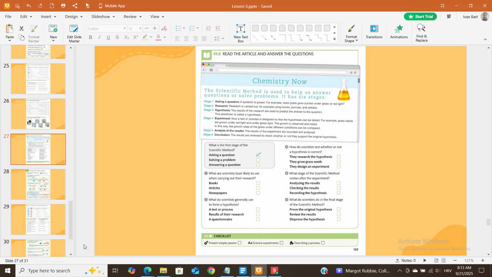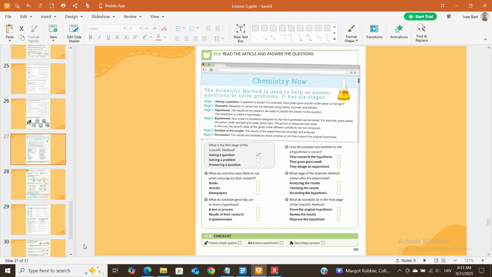What stage of the scientific method comes after the experiment? Analyzing the results. Checking the results. Recording the hypothesis. What do scientists do in the final stage of the scientific method? Prove the original hypothesis. Review the results. Disprove the hypothesis.